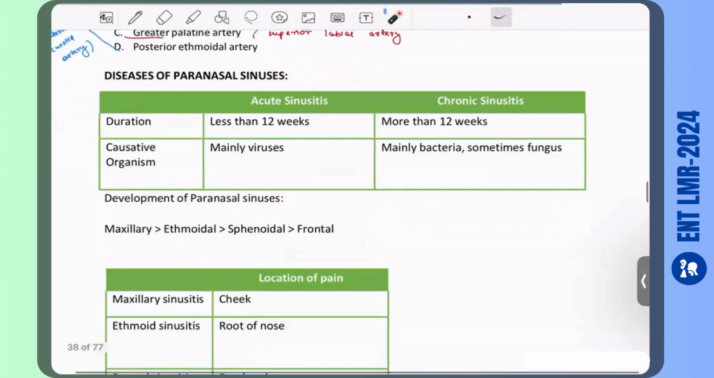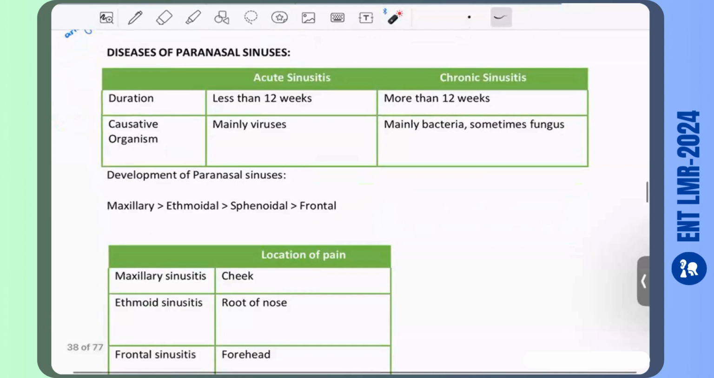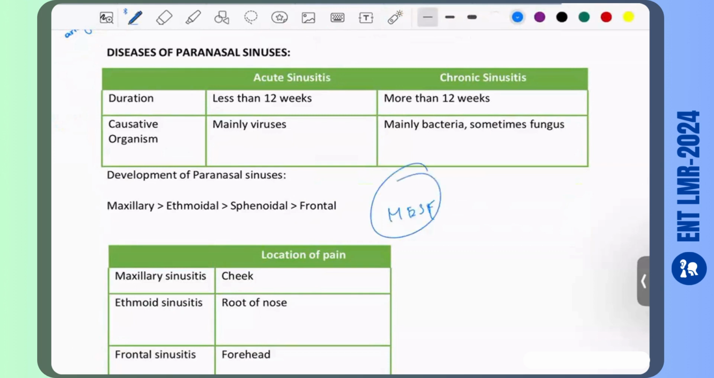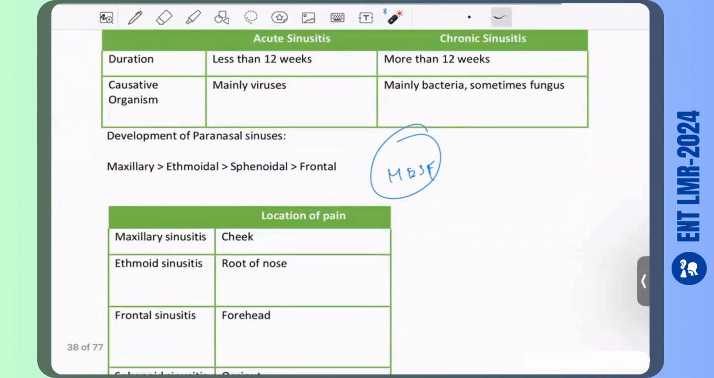So what is the development of the paranasal sinuses? MESF. You just remember MESF. Mnemonic. So maxillary develops first, then ethmoid, then sphenoidal, then frontal. So this is the order of development of the paranasal sinuses. Okay, and the order of sinusitis is also the same. So the sinus with the most propensity for sinusitis is maxillary, then ethmoid, then sphenoidal, then frontal.